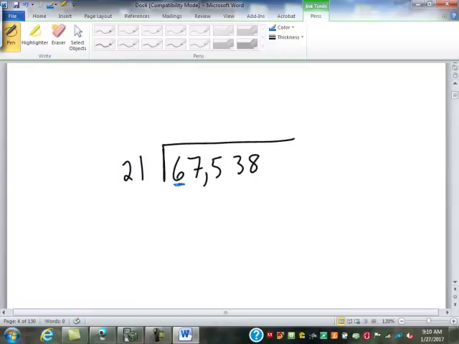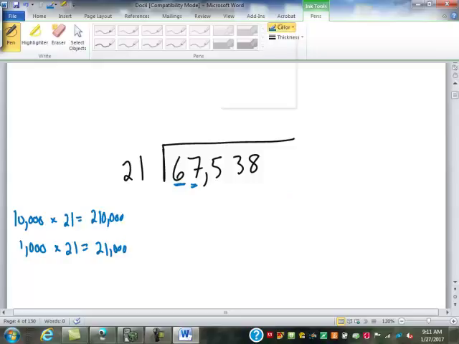Well, I look at the place value of the number I'm dividing. What's the place value of this first digit? It's in the 10,000s, right? So if I take 10,000 times 21, that's 210,000. Can I subtract that from what's there? No, 210,000 is bigger than 67,000. I can't subtract it. It's too big. So we move to the next place value, which is the thousands, to see if we can subtract a bundle of 1,000 of those 21s. So 1,000 times 21 is 21,000. Can I subtract that?